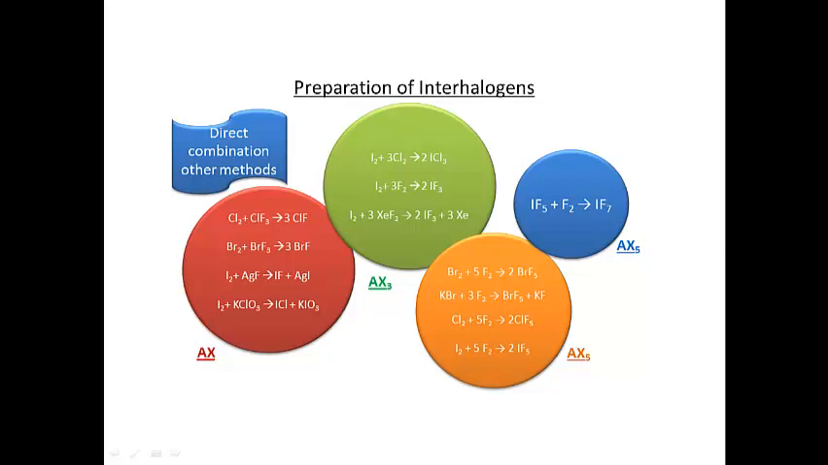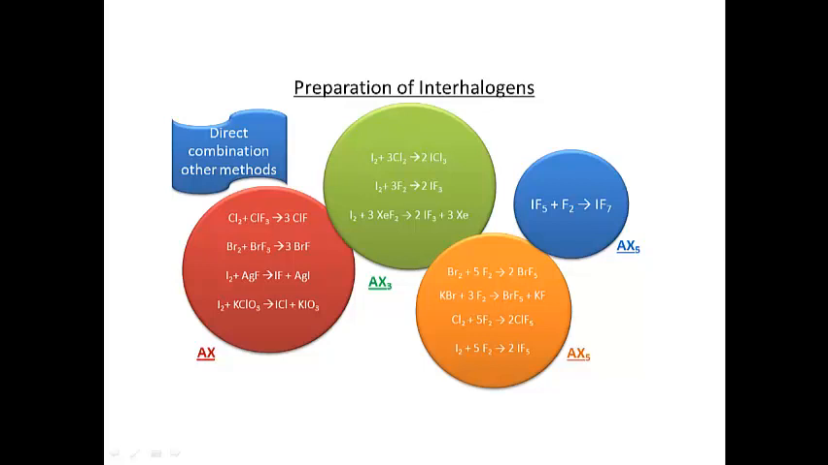Iodine with an oxidizing agent like chlorate, that is KClO3, forms ICl, that is iodine chloride, plus KIO3, that is potassium iodate. Iodine in excess of Cl2 forms iodine trichloride, and iodine in excess of fluorine forms iodine trifluoride. Iodine reacts with excess of xenon fluoride to form iodine trifluoride plus 3 xenon atoms.